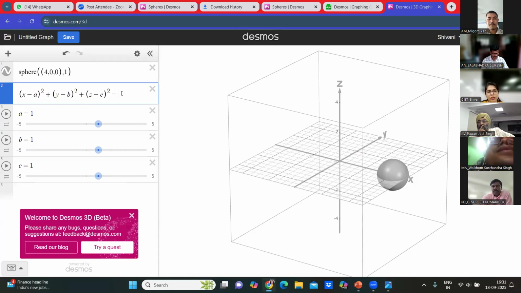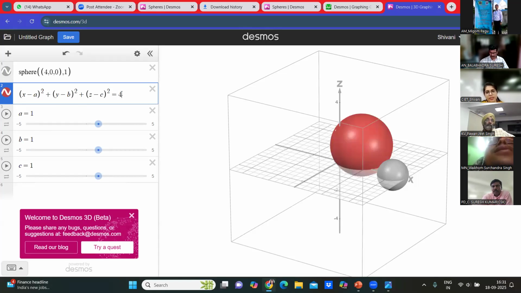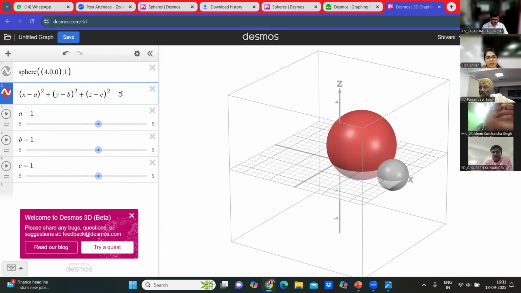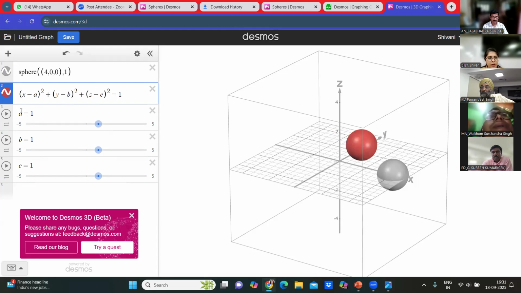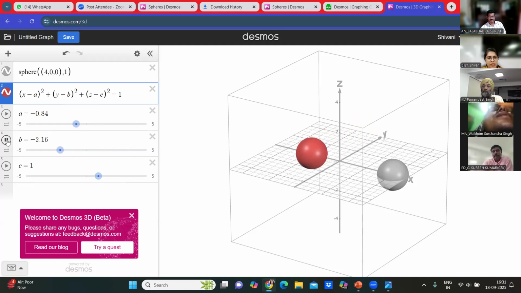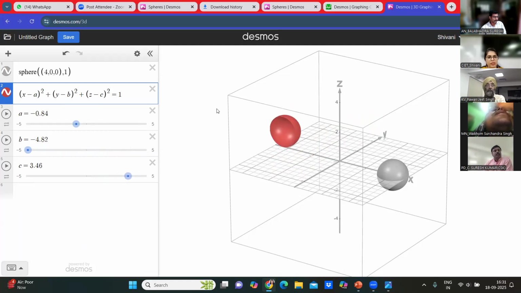Now we want to increase the radius, so we can see how it is impacting. This is our R. Now what is the impact of A? A is moving in the X direction. What is the impact of B? B is moving in the Y direction. When C is changing, it is moving in the Z direction. So here also you can see the differences in the graph.